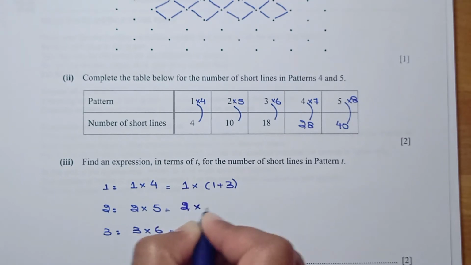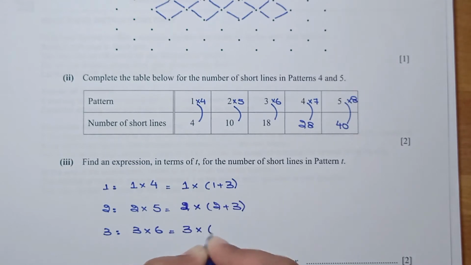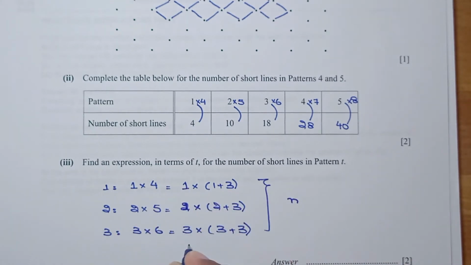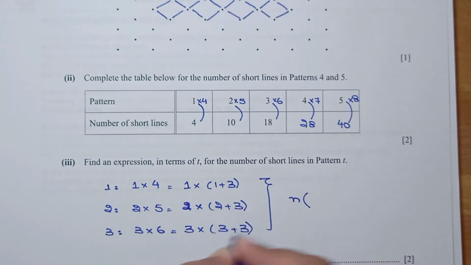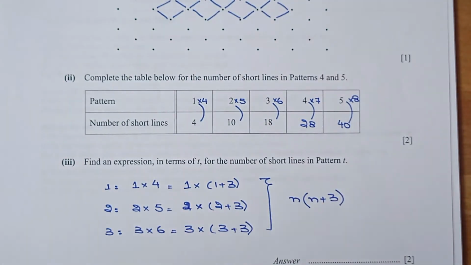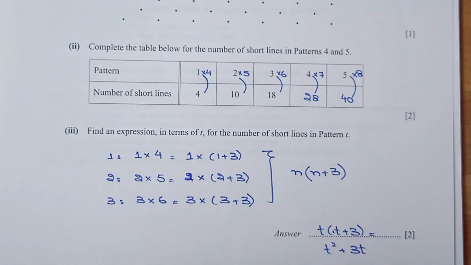2 times 2 plus 3 is 5. 3 times 3 plus 3 is 6, right? So compiling all these, this 1, 2, 3 is n, and it is multiplied again by n plus 3, right? But they said we need to find the pattern T, so we can say T times T plus 3, or we can write it down as T square plus 3T. So this is the formula for the Tth pattern.